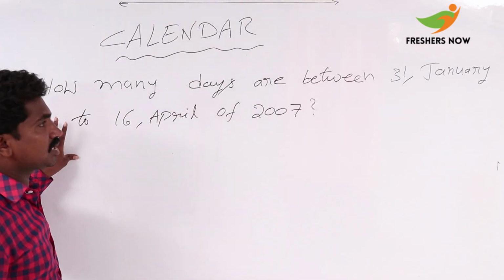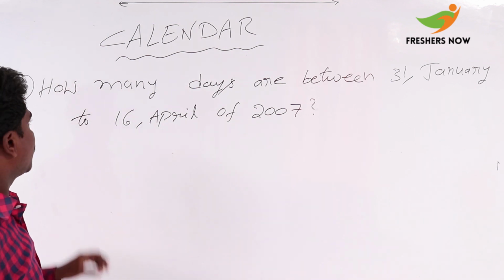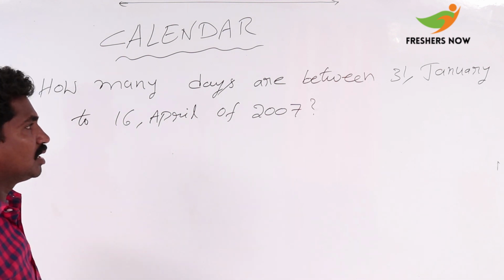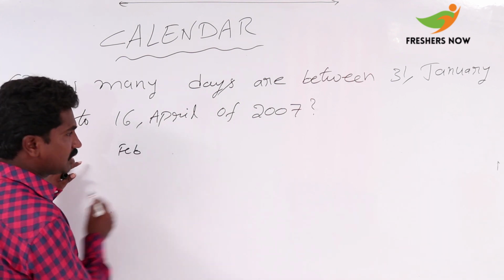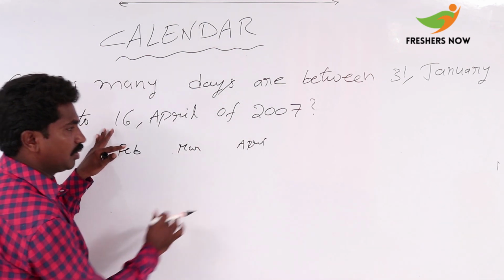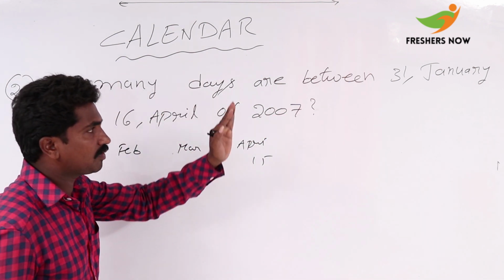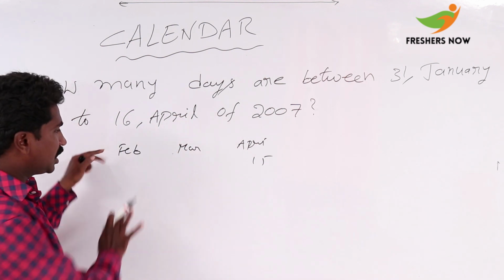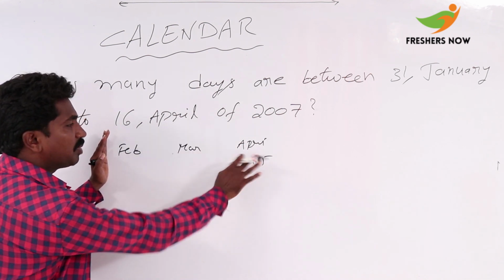In calendar, how many days are between January 31 to April 16 of 2007? He is asking how many days between January 31st to April 16. So here we take from February month onwards, March, April, between. So we can take up to April 15. So here we take days from February 1st to up to April 15 only.